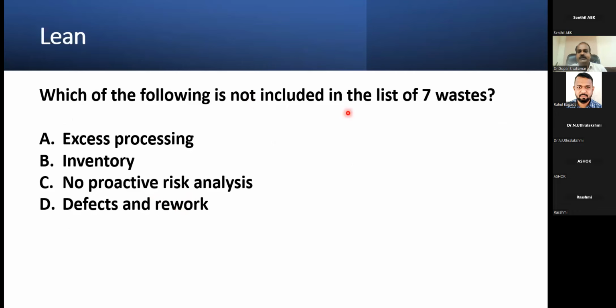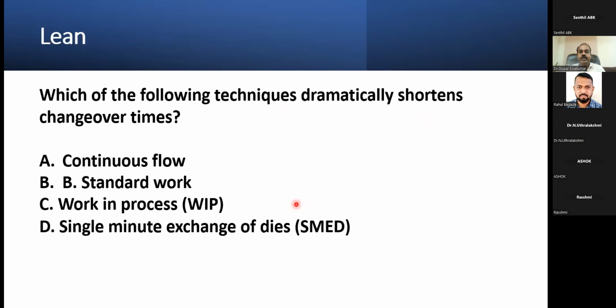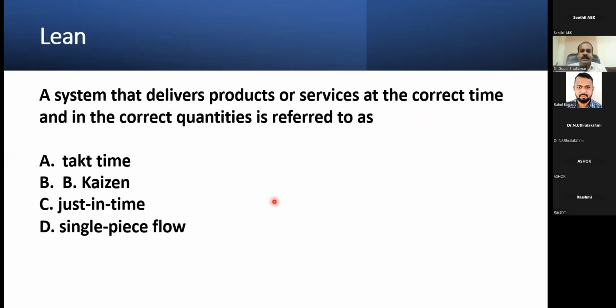Now, which of the following is not included in the list of 7 wastes? Proactive risk analysis. You are correct. Which of the following techniques dramatically shortens changeover time? SMED, Single Minute Exchange of Die. Very good. A system that delivers products or services at the correct time and in the correct quantity is referred to as just in time.